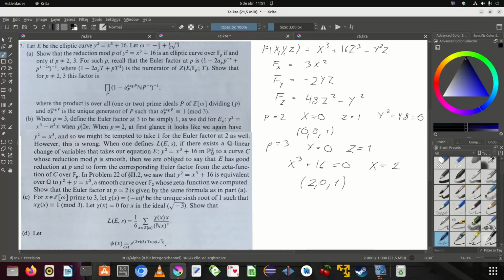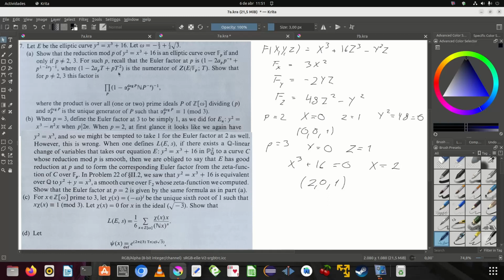I'll just check with the affine curve. We have it here. 2, that's 8, and y being 0. 8 plus 16 is 24, that's 0, so yeah, that's true. So if the characteristic of the field is 2 or 3, then we have solutions which are points which are not smooth on the curve, and if it's not, then all points are smooth.